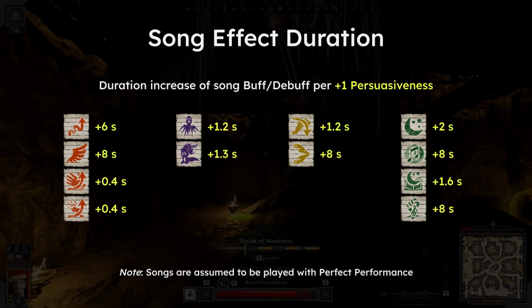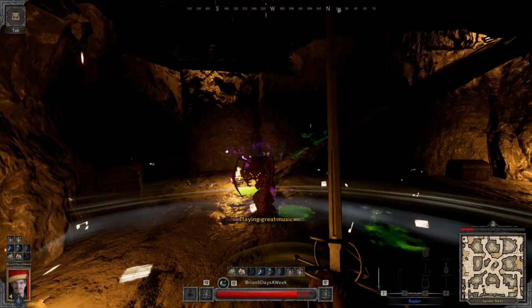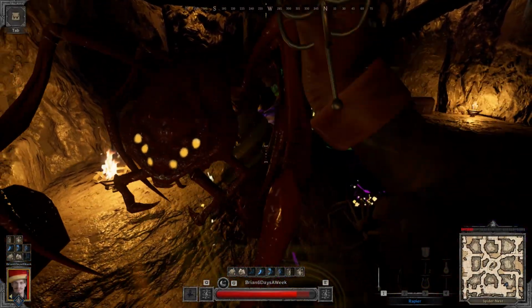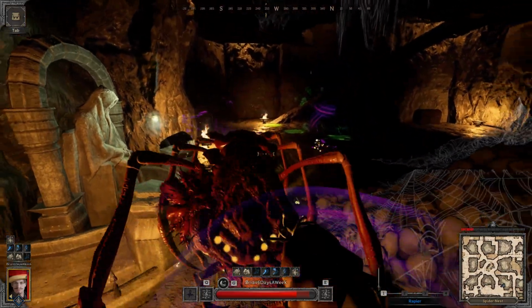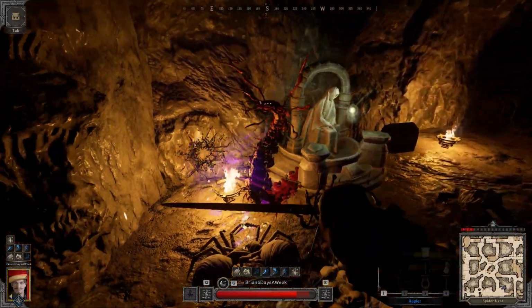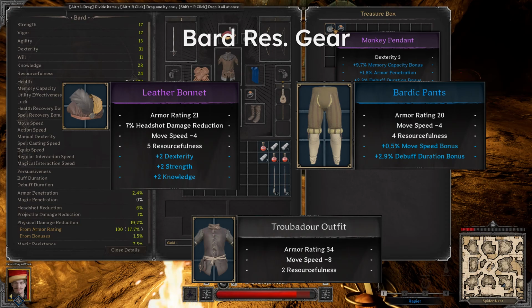If for some reason this doesn't make much sense, just know that if you stack 15 resourcefulness, your bard buffs and debuffs will double in duration. Of course, this is most beneficial to Allegro and Accelerando, as it means your whole team can easily get 12 seconds of high attack speed and movement speed.